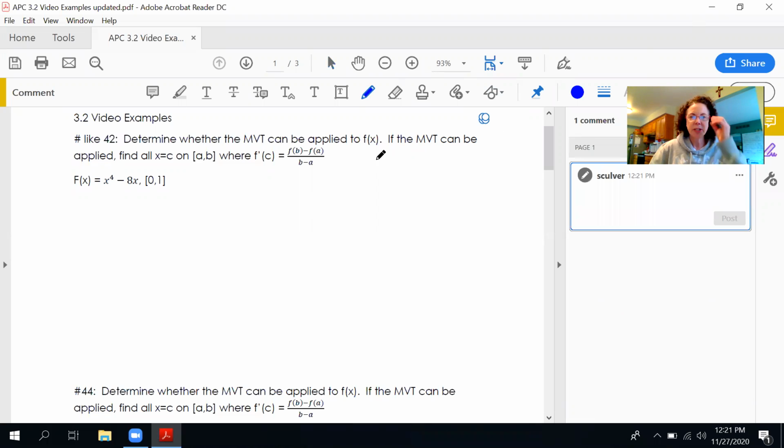There's a couple little glitches in this program I have, so I'm just doing my best with it. One of these days I might find a new program, but let's take a look.